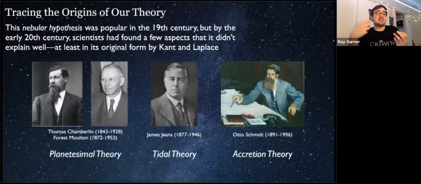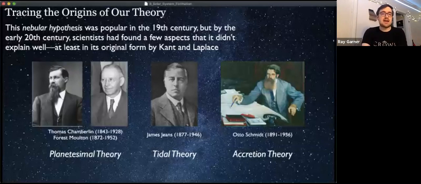For another star to come that close to the sun would be such an improbable event as to make it an untenable scientific theory. So by the mid to late 20th century, these ideas were kind of on their way out. As fast as they came in, they were on their way out.